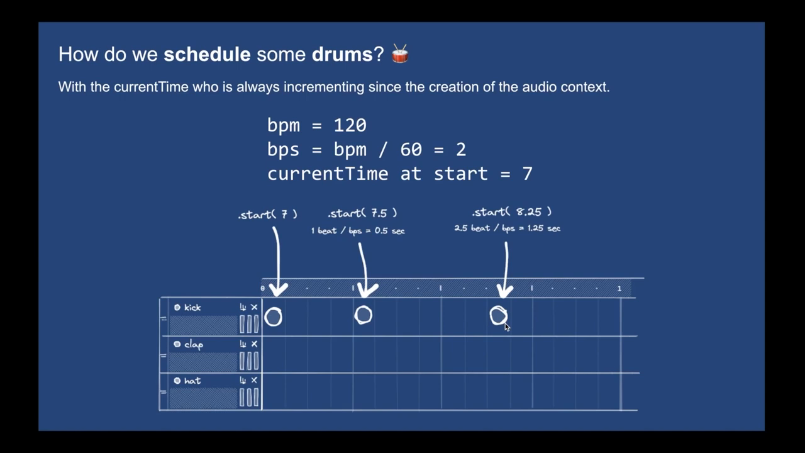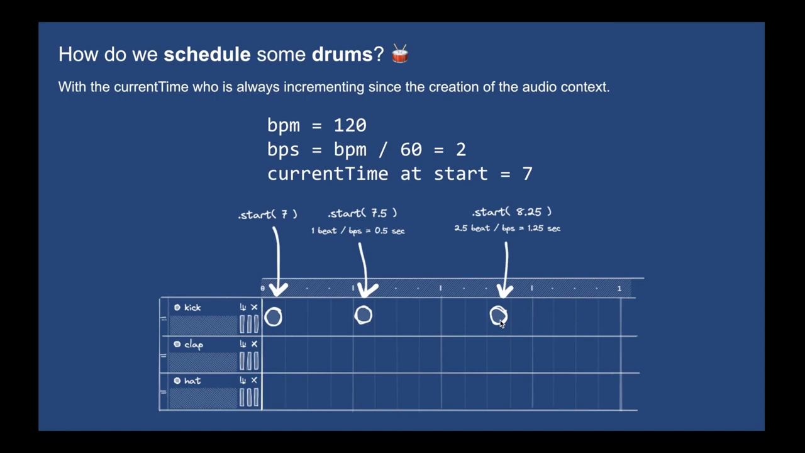The third kick starts at the third step of the third beat. As in this example, we have four steps per beat. Each step has a duration of 0.125 seconds. So the third beat starts at 1.25 seconds after the start of the playback.